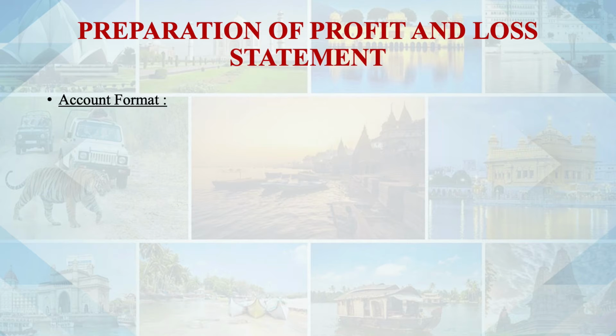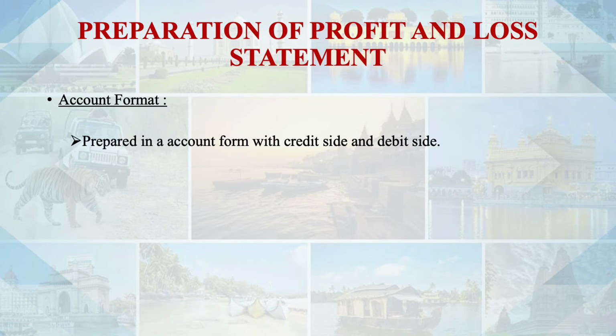Now let us see how we are going to prepare this profit and loss account or statement. There are two ways of preparing this statement. If I am preparing it in an account form, then I will call it a profit and loss account. When we prepare it in account form, as we know, an account has two sides: one is a debit side and another is a credit side. Similarly, when I am preparing the profit and loss account, I will have two sides, one the debit and one the credit.